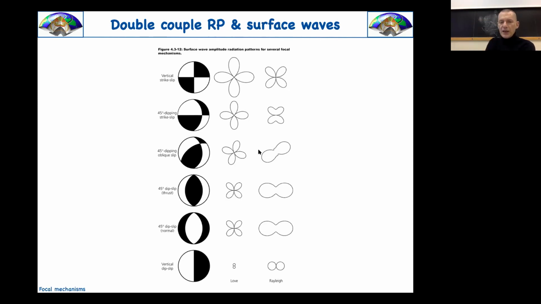According to different mechanisms, the radiation pattern will be different. In some cases, it will be four-lobed. In some other cases, for Love and Rayleigh, it could be two-lobed. But generally, they are always complementary. The directions where one is maximum, pretty much always, we have a direction where the other one is 0.